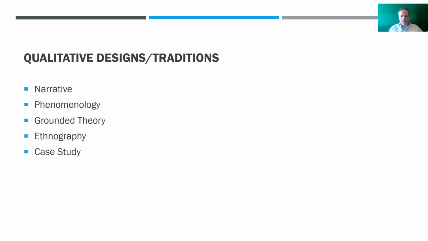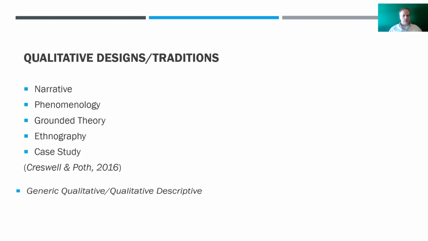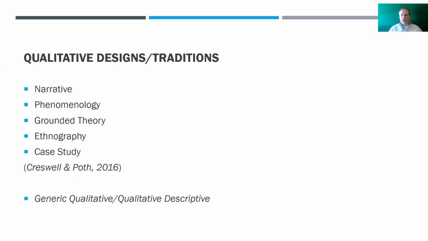Now, you may say, why did I pick those five? Well, basically, because if we go to Creswell's book that he did with Poth, those are the five that he focuses on. And a lot of folks default to Creswell, so I'm going to start off with that. But I'm also going to throw in another one here, which is generic qualitative or qualitative descriptive. I'm going to use those two terms interchangeably, although when we get into it, I'll explain some nuances between those two. Please bear in mind, though, that these are not the only ones.